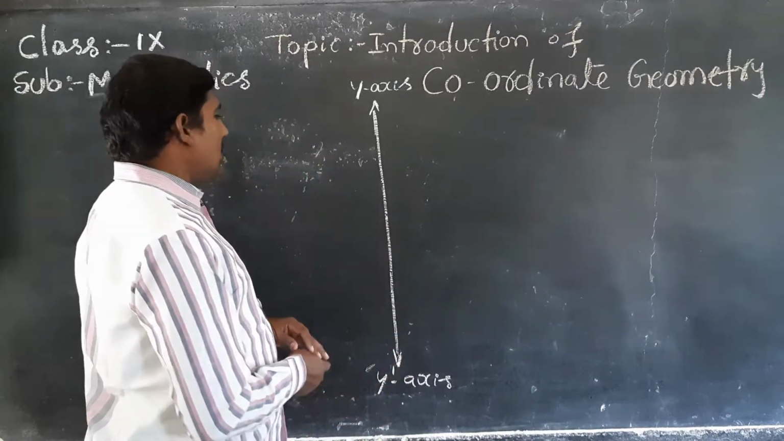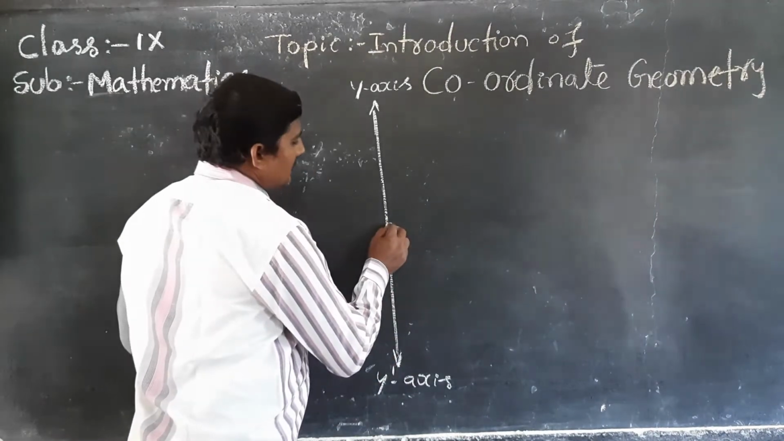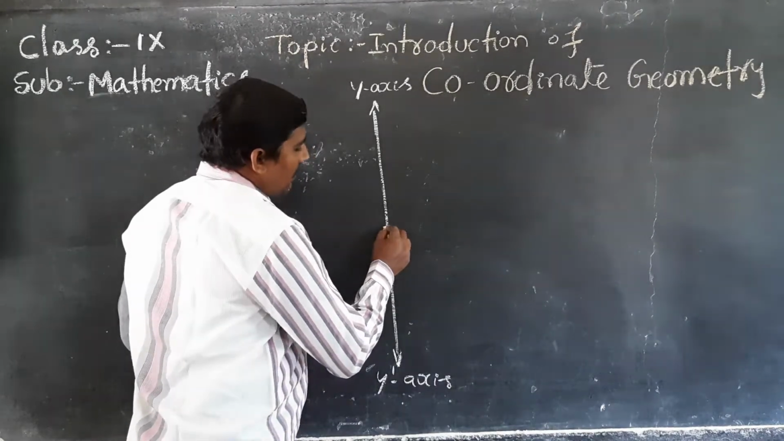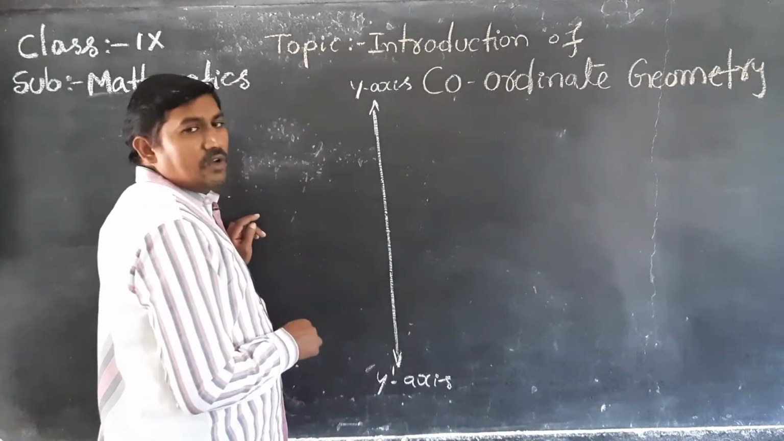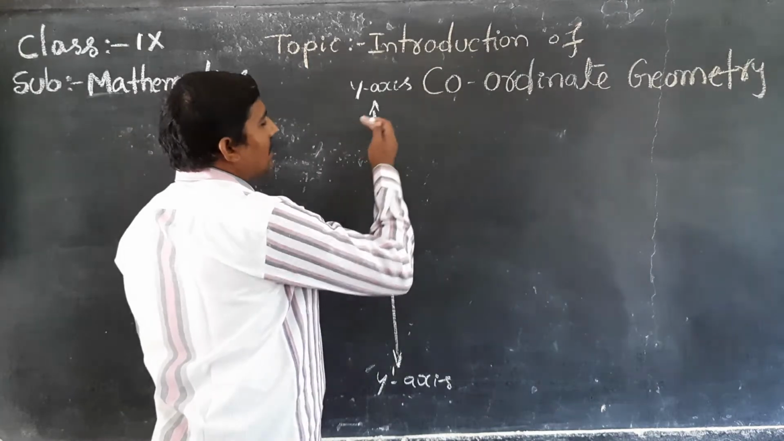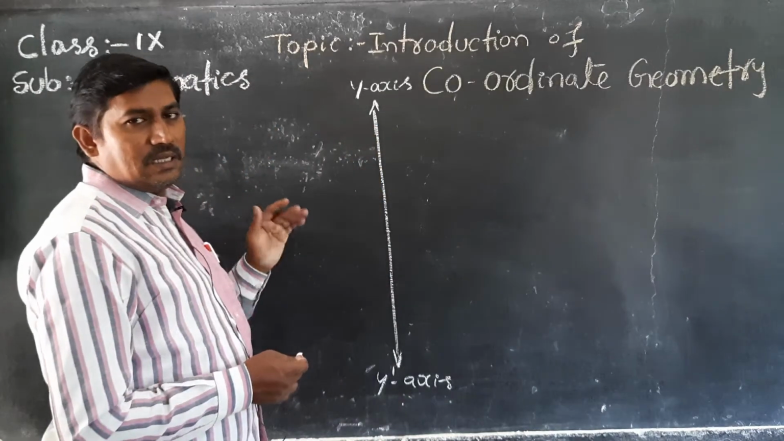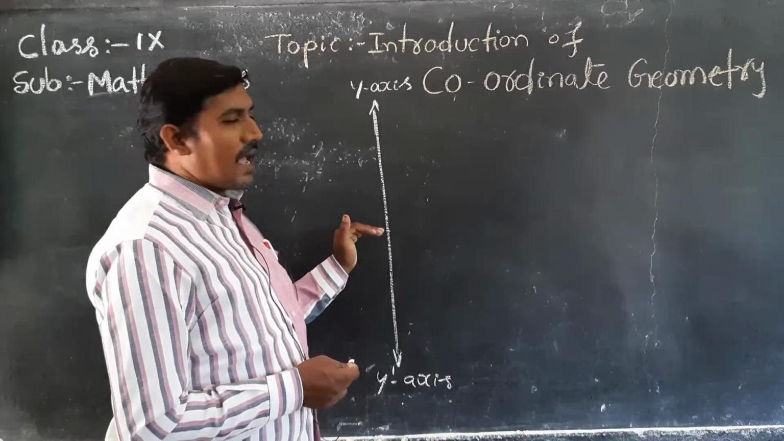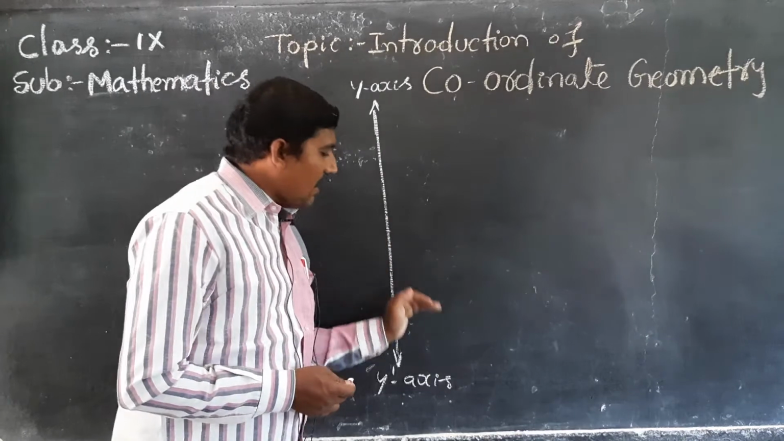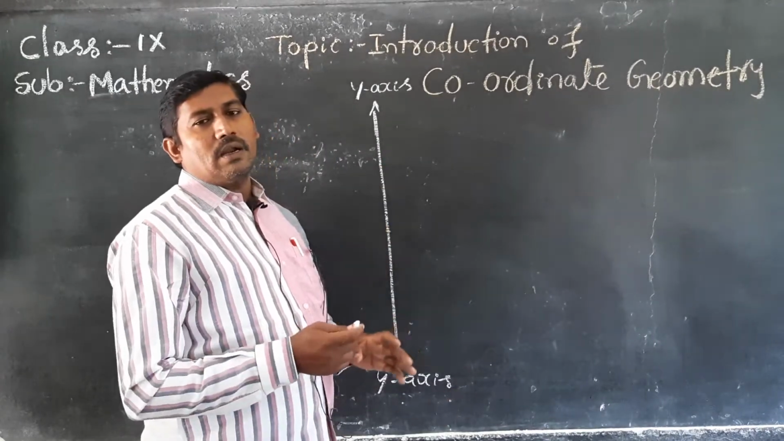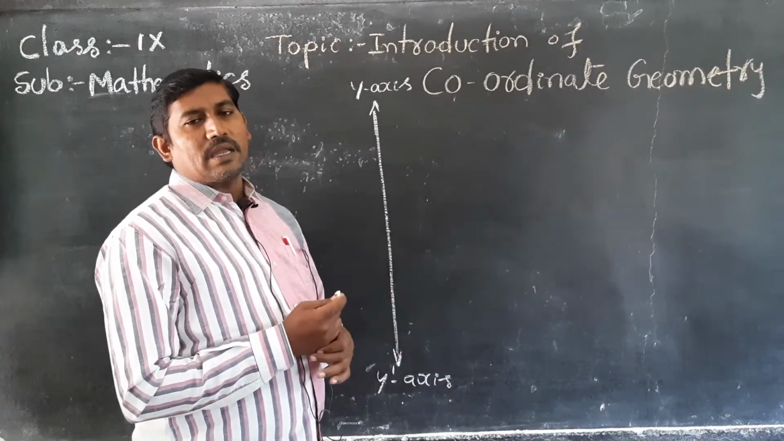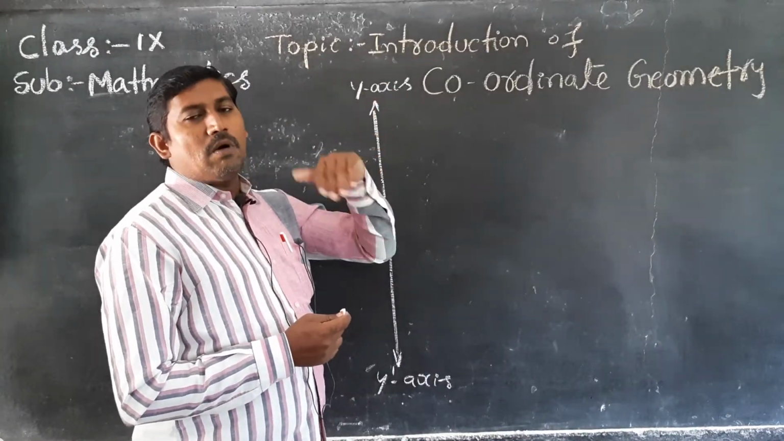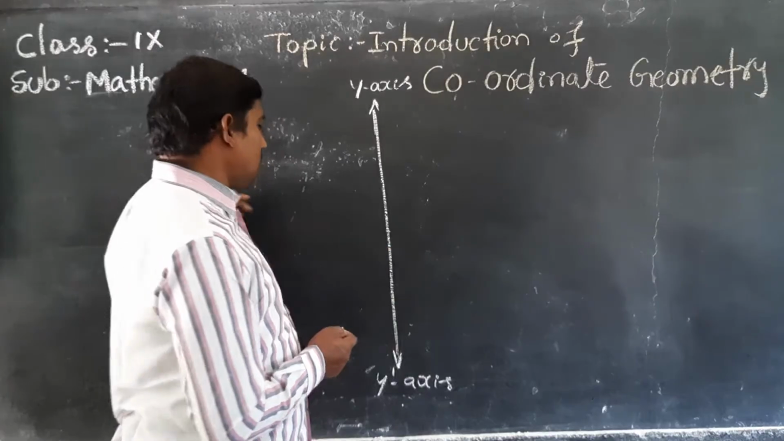So for example, this is sea level. For this sea level, downside values are negative values and upside values are positive values. Sea level we take as 0. Downside values, under the water, we take as negative values, and above the sea level we take positive values.